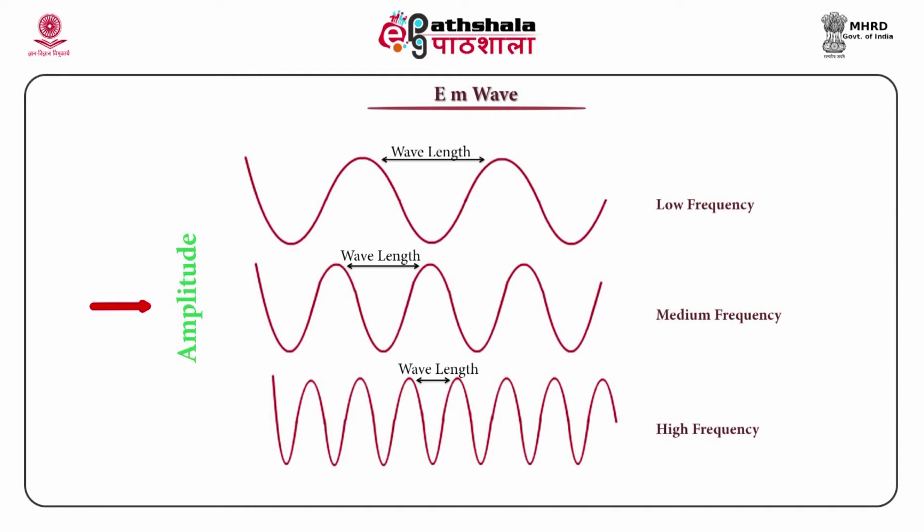Amplitude describes the strength of the electromagnetic waves. In case of light, amplitude describes brightness. In case of sound, again I am referring, it is not an electromagnetic wave.